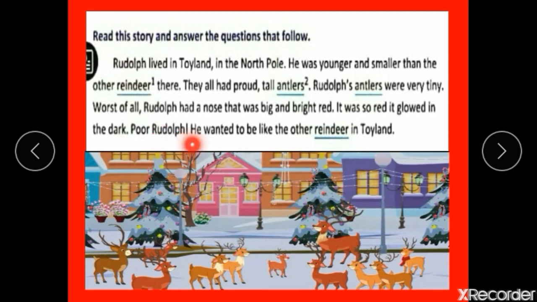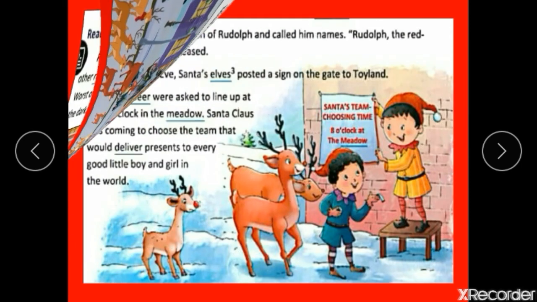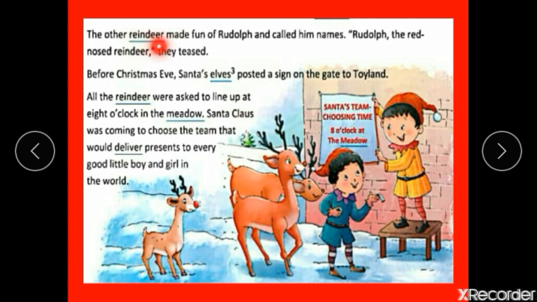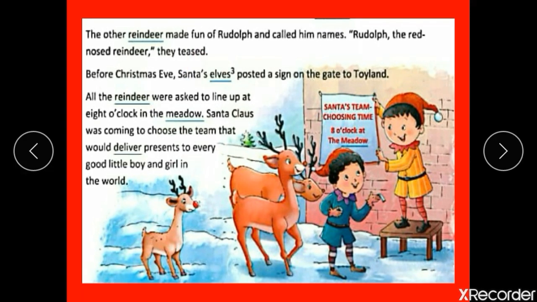Poor Rudolph. He wanted to be like other reindeer in Toyland. The other reindeer made fun of Rudolph and called him names. They teased. Other reindeer teased Rudolph by saying, Rudolph, the red-nosed reindeer. Before Christmas Eve, Santa's elves posted a sign on the gate to Toyland.